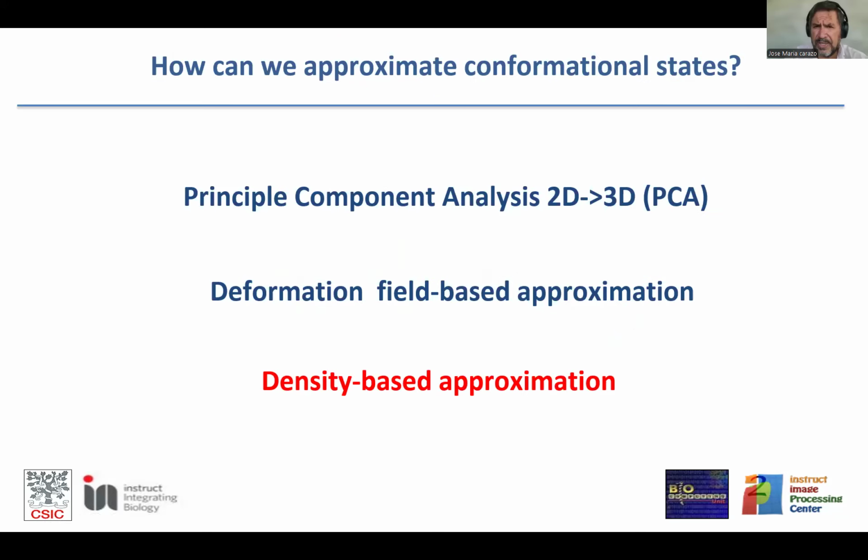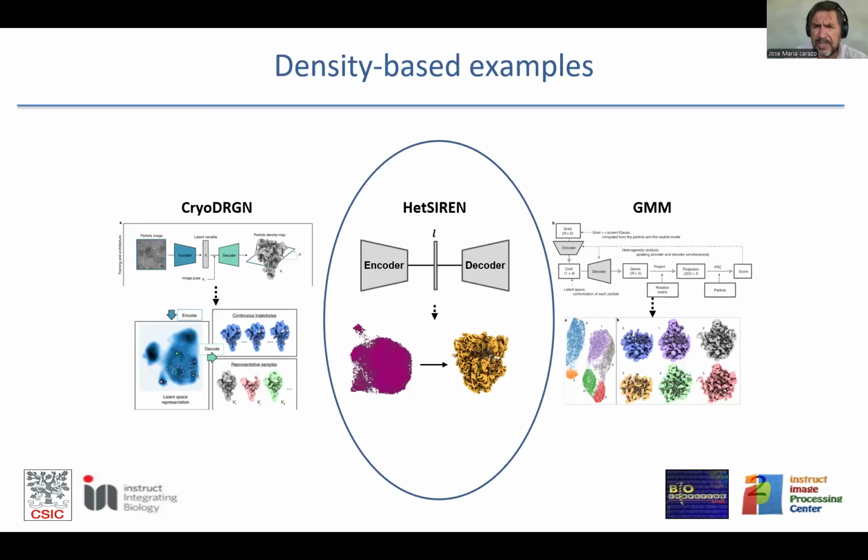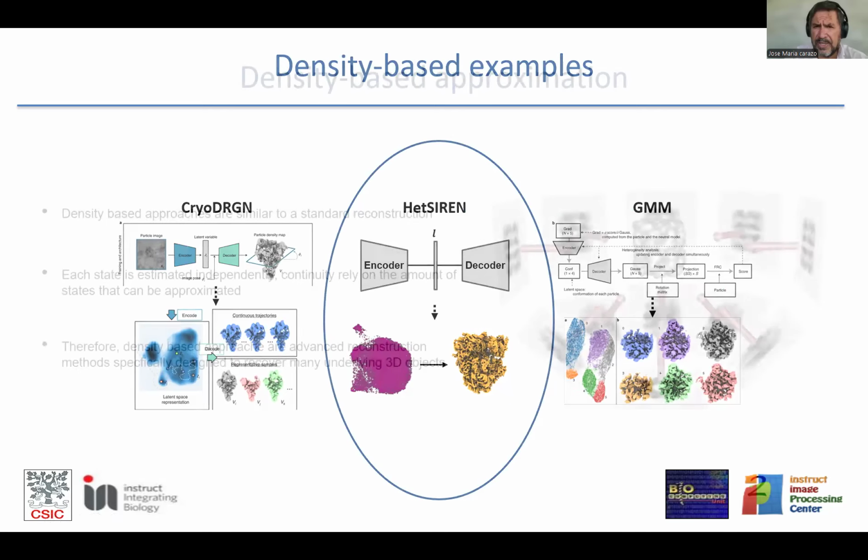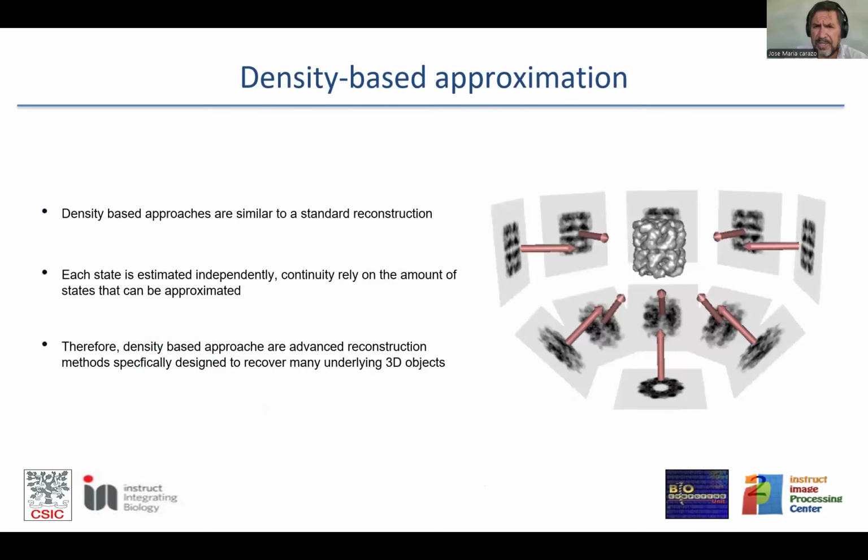Let me finish with density-based approaches, which are probably where we are working the most. Again, there are other fields, other methods. CryoDRGN in this context is very strong. They were the first to go seriously into AI and work in the area of conformational variability. We have been making many changes over there, but still it is a very used and very good method.